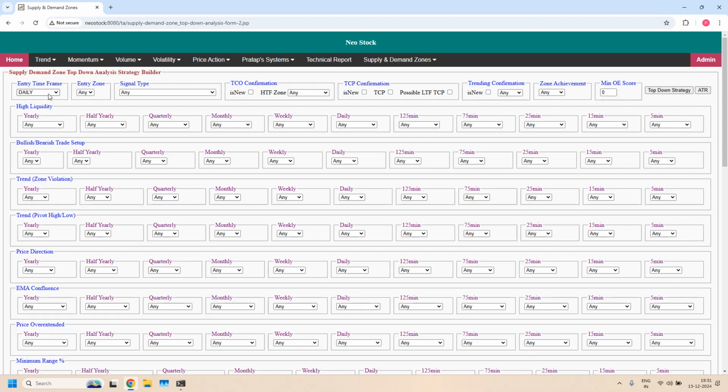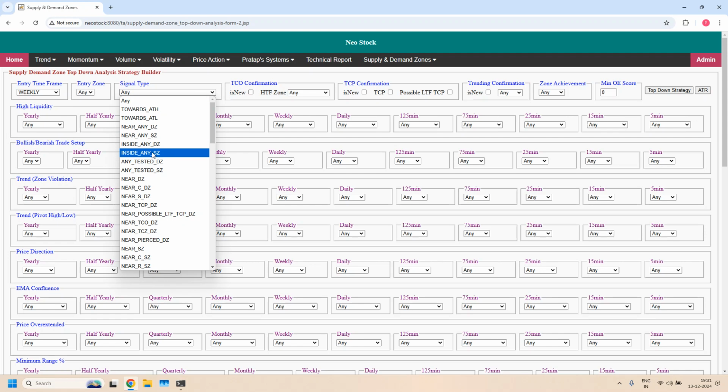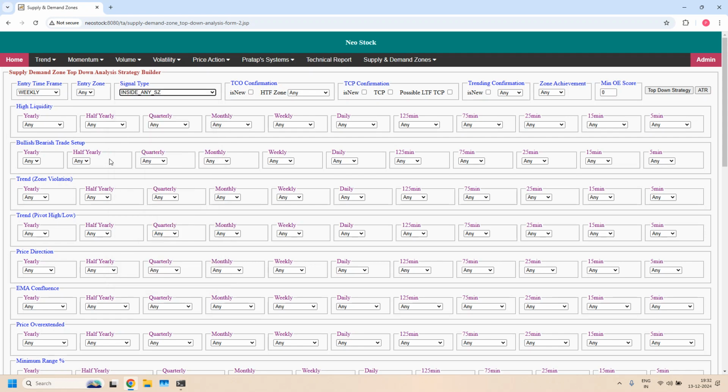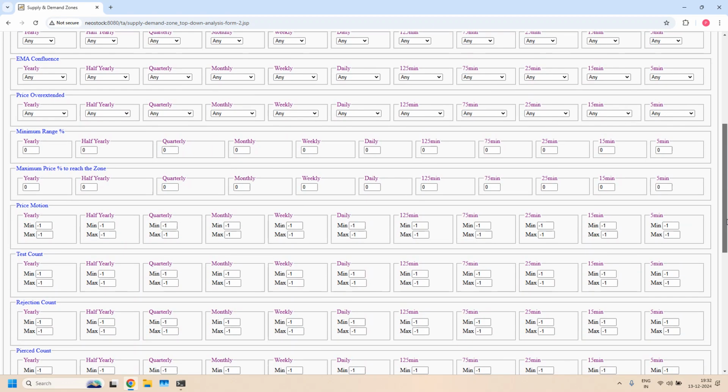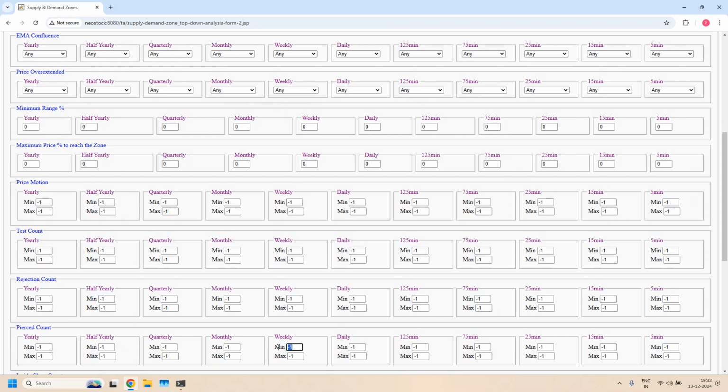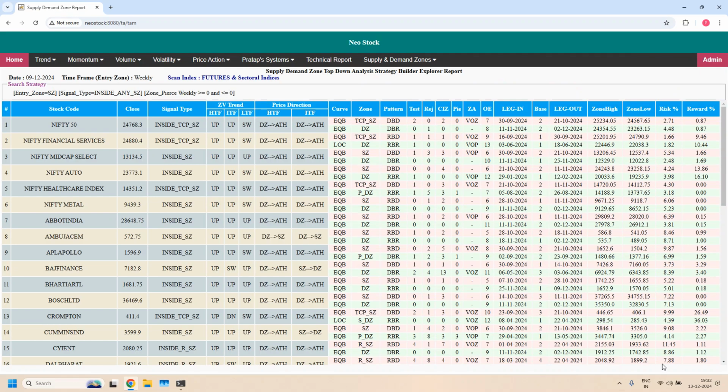Okay, next, weekly time frame. Price closed inside the weekly supply zone, and these weekly supply zones should not be pierced. So pierced count, weekly time frame, I am setting minimum value 0, maximum value 0. With this filter, we got a good number of stocks. I am scrolling the list down.